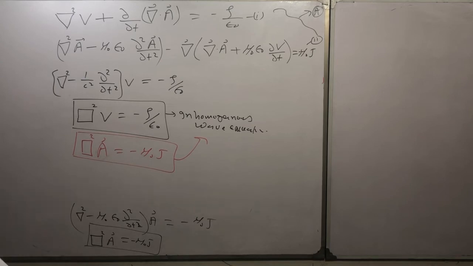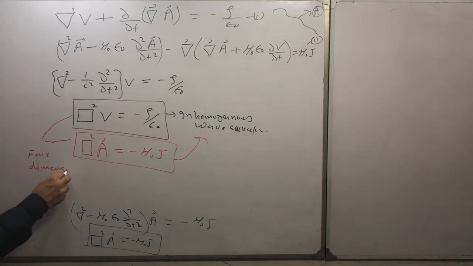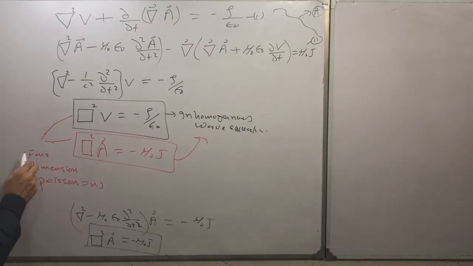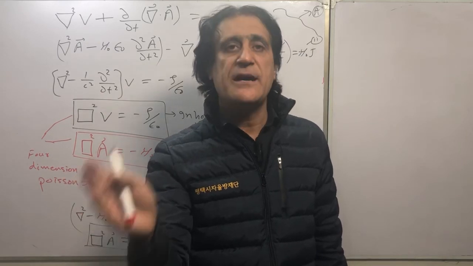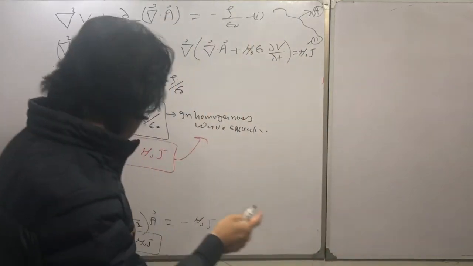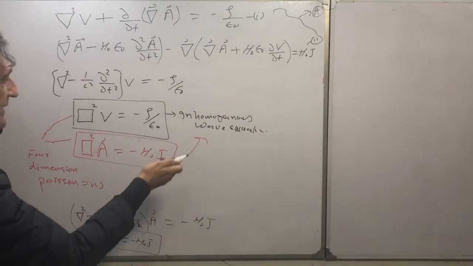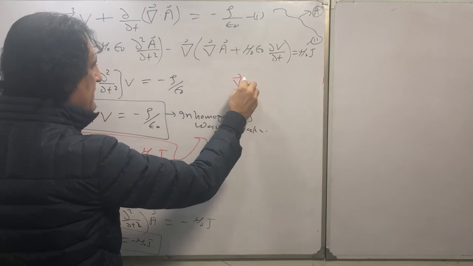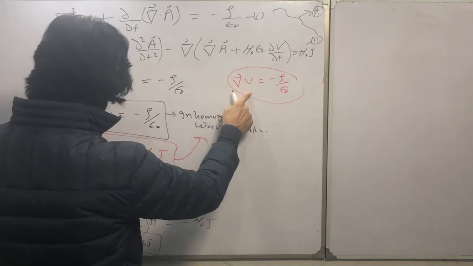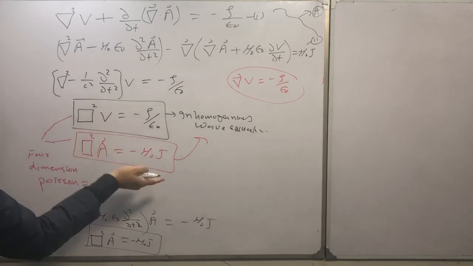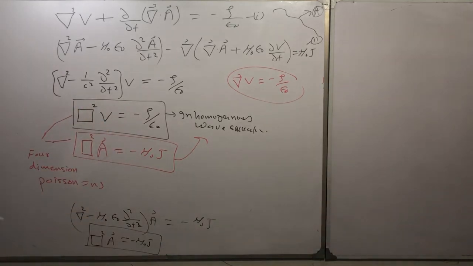And these are actually the 4-dimension Poisson equations, because in 4 dimensions, one is del, which is the space part, and the other one is time, so space-time. In the 3-dimension Poisson equation, we already know del square V is equal to minus rho divided by epsilon naught. This is only related with space, so this is 3-dimension. Here in the D'Alembert operator, we have time as well. Then these are 4-dimension Poisson equations.